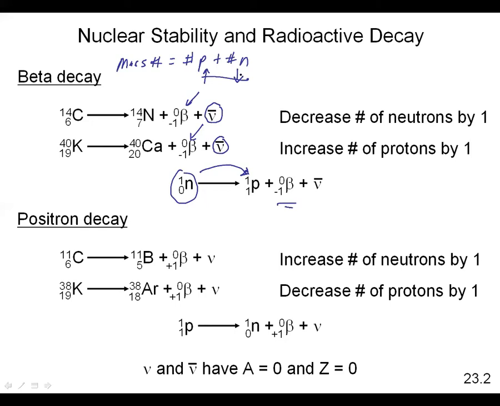But we do see an increase in the bottom number, which is our atomic number, and that is the result of gaining that proton. In a positron decay, we're basically increasing the neutrons by 1 and decreasing the protons by 1.